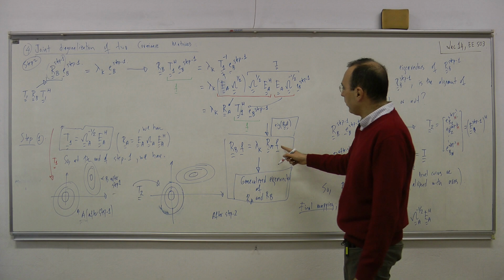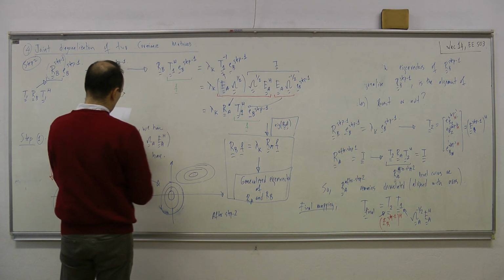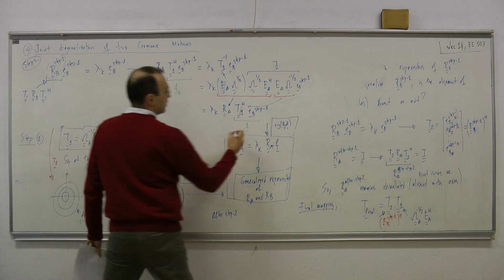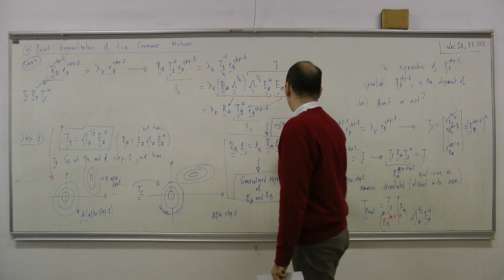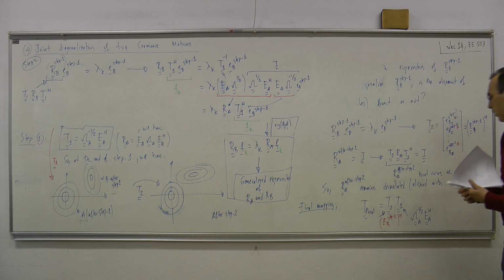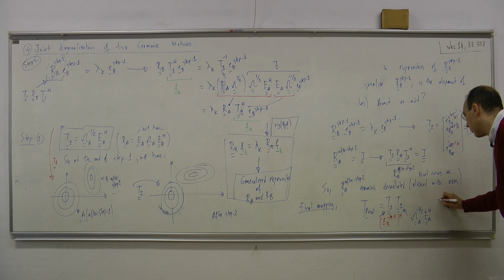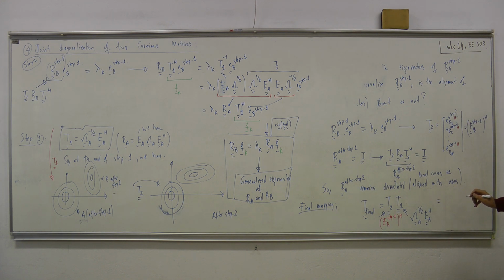Now you may wonder, okay, if this is, let's say, the kth generalized eigenvector, then, because lambda k is there, how can I combine it with this one? Final mapping. Okay. So my final mapping is something like this.